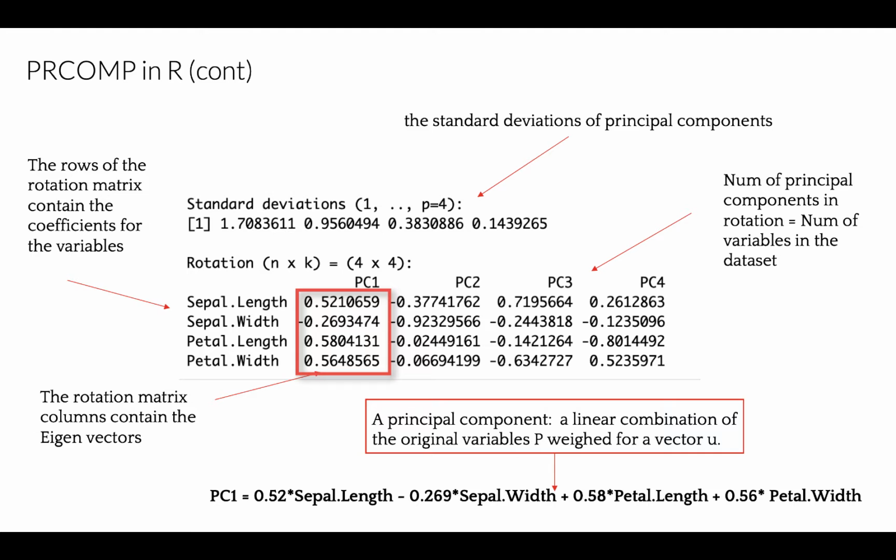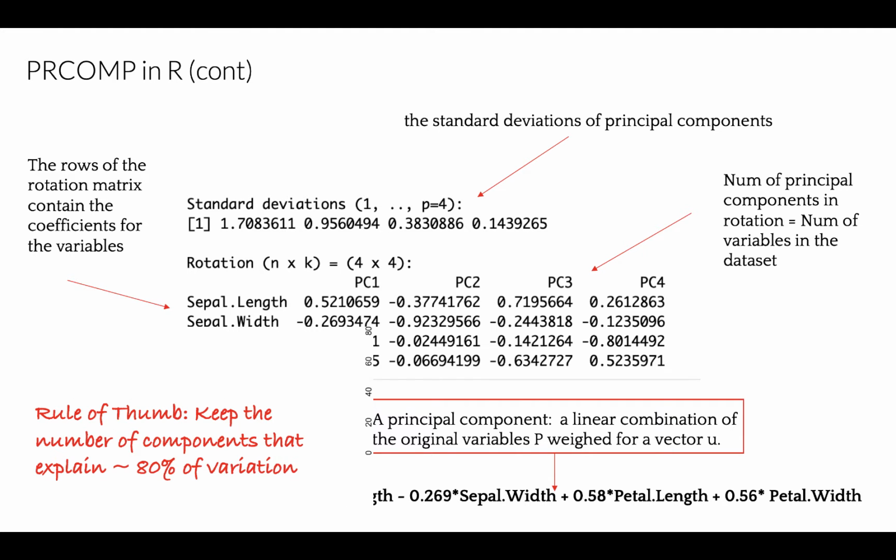The rotation matrix column contain the eigenvectors, and number of principal component in rotation equal number of variables in the dataset. We can present each principal component as a linear combination of the original variable weighted by a vector. And here's an example of principal component 1, where we take loading for sepal length, sepal width, petal length, and petal width, and sum those values.